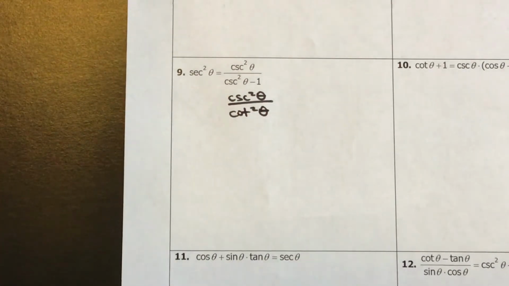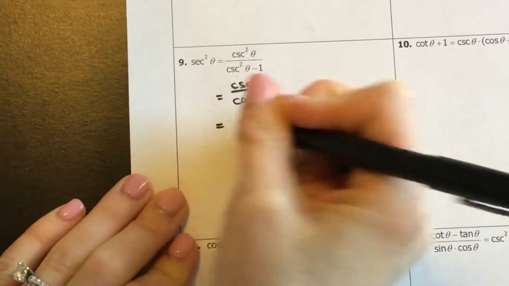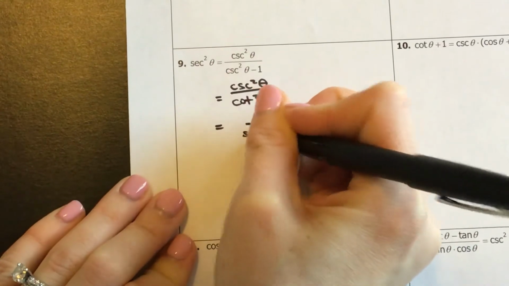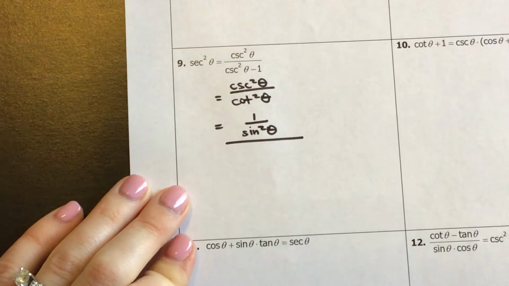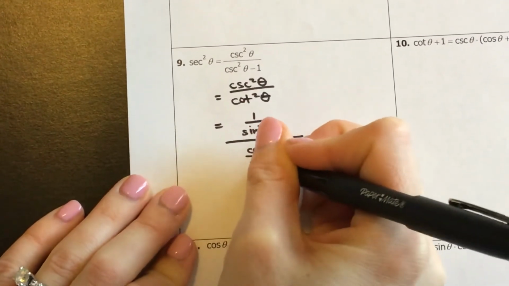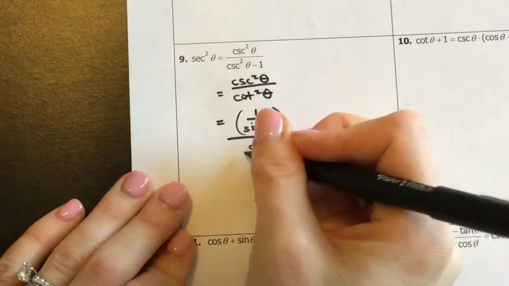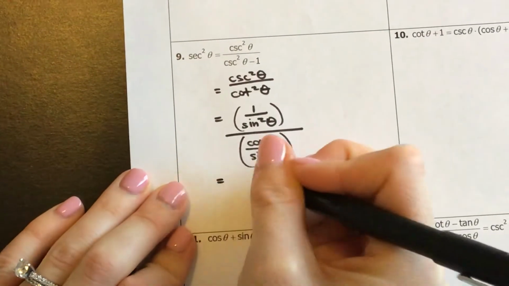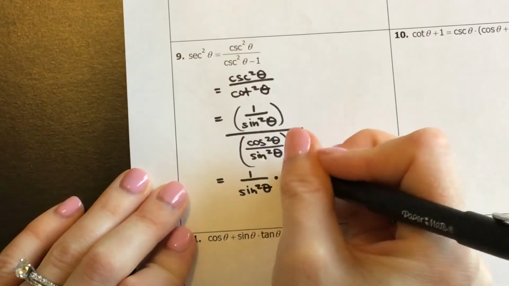All right, which seems like it might be making things just a little bit more complicated, but I want to get things in terms of sine and cosine now. Cosecant is the reciprocal of sine, so 1 over sine squared over, and cotangent is cosine over sine. So since it's squared, it's cosine squared over sine squared. All right, so fraction of fractions. I take this one and I multiply by the reciprocal of this one.